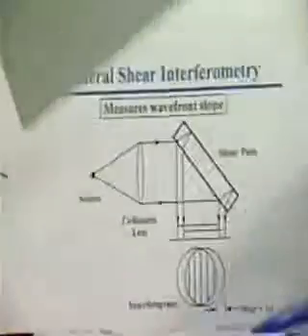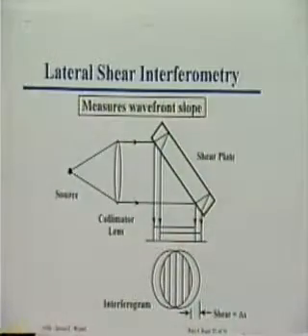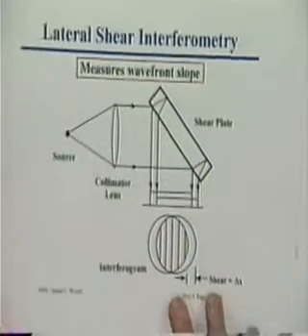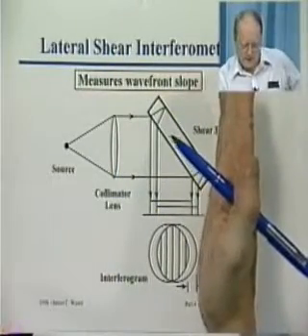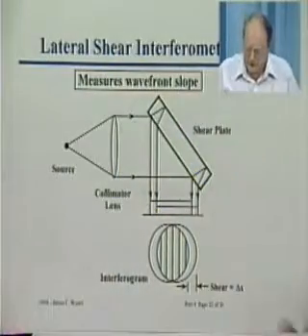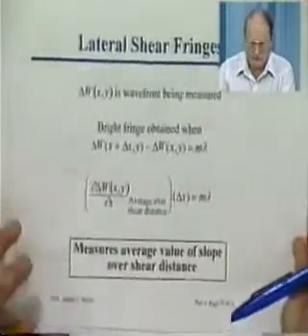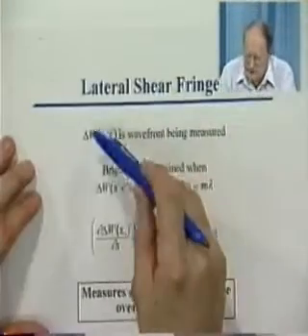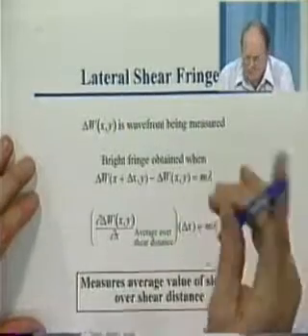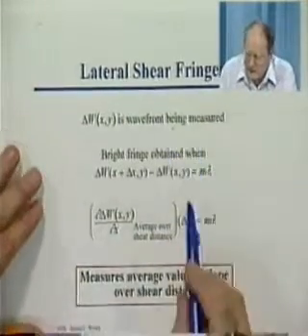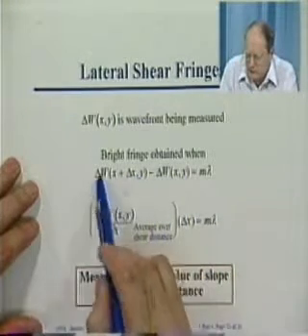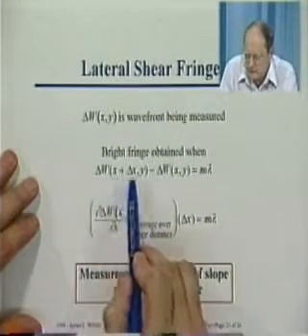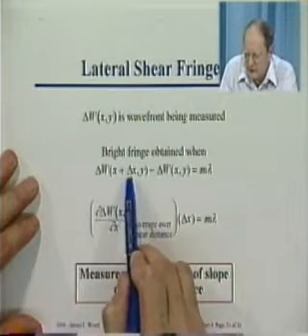Well, let's think a little bit more about lateral shear fringes. And what we think, we have some wave front coming along here. And let's say that wave front is delta W of x and y. And we're going to interfere that wave front, whatever it is, with a shifted version of itself. So I just wrote that as delta W of x plus delta x and y.